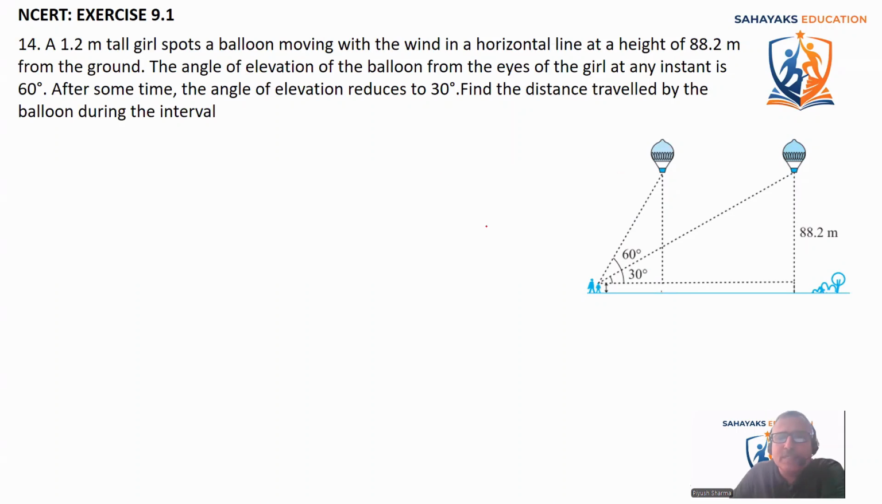Okay, so what is the height from the girl? Because the girl is 1.2 meter high. So we can say the distance from here till here, 88.2 minus 1.2, comes as 87. So it comes out to be 87 from here to here. And then this distance is 1.2. So 87 and 1.2 becomes 88.2.